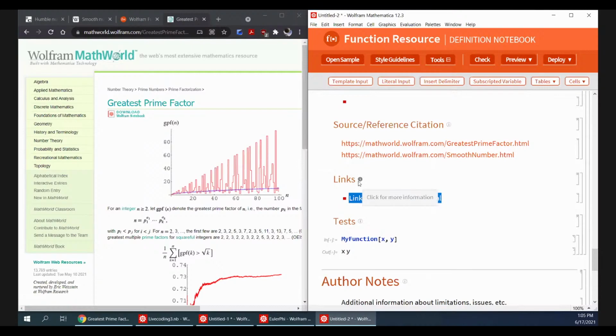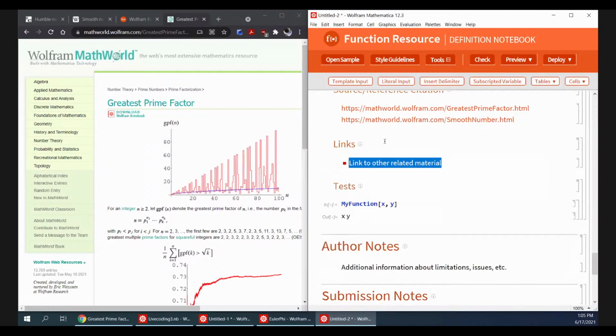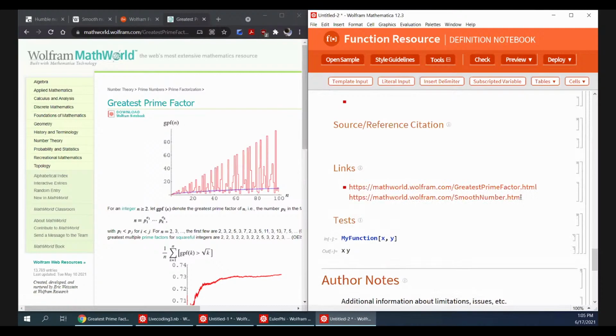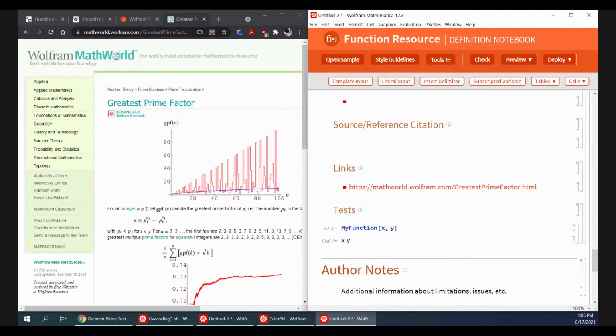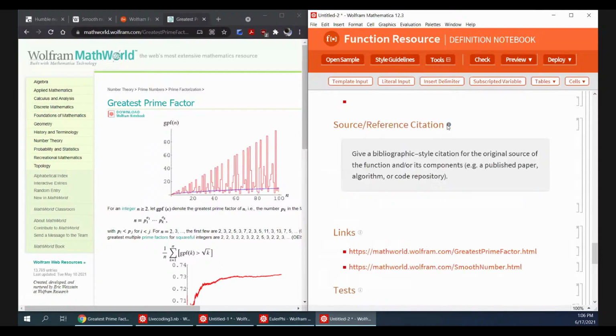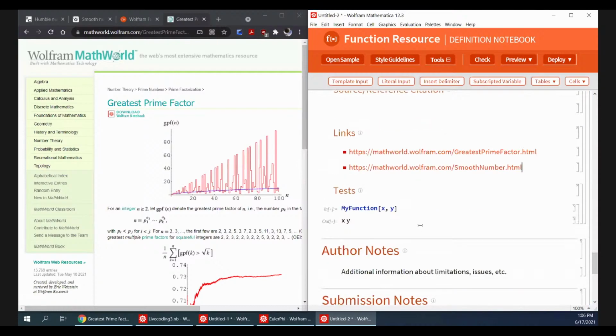And links here, this is for non-Wolfram material, right? No. I think source reference citation should probably be in links, as two different cells. Source reference citation is more like if you've got the code from Emily's GitHub and she wants you to cite her, or a journal paper. Right, yeah. Okay.